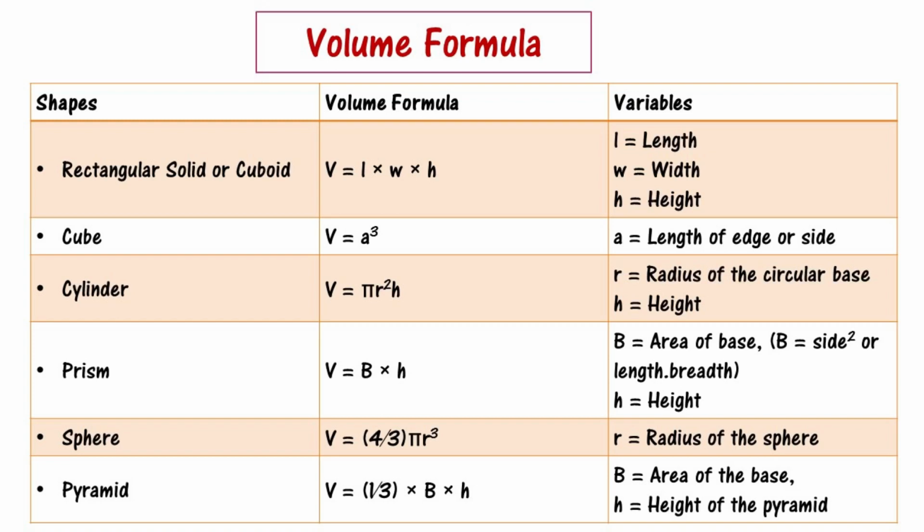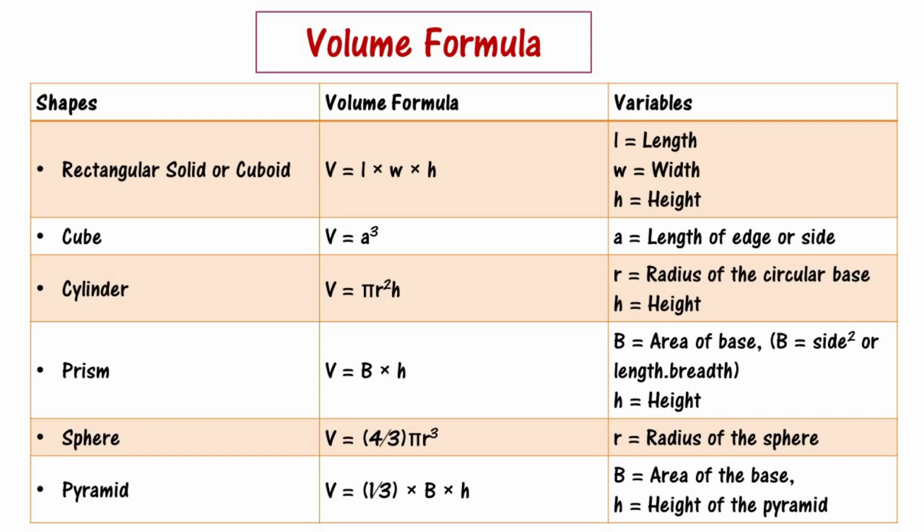What is the volume of cylinder? That is π r² h, where r is radius of the circular base and h is height. Now what is the volume of prism formula? That is B × h, where B is area of base, where B is side square or length × breadth. Okay. Now h is height here. What is the sphere formula? That is volume = 4/3 π r³, where r is radius of the sphere.